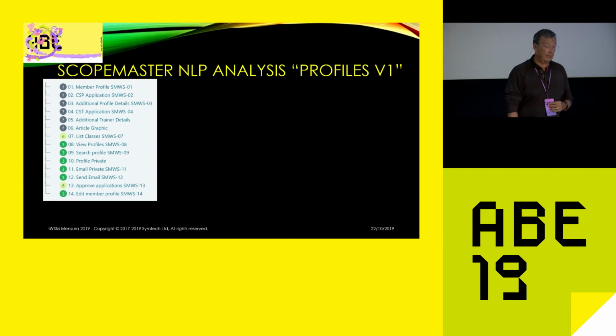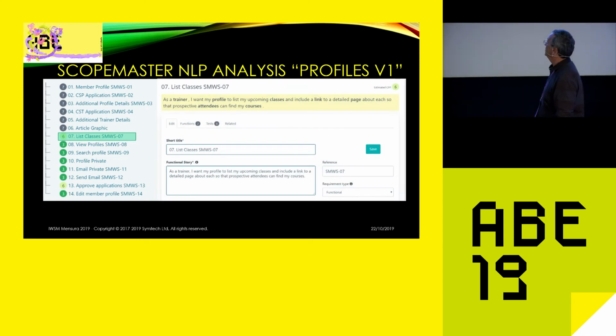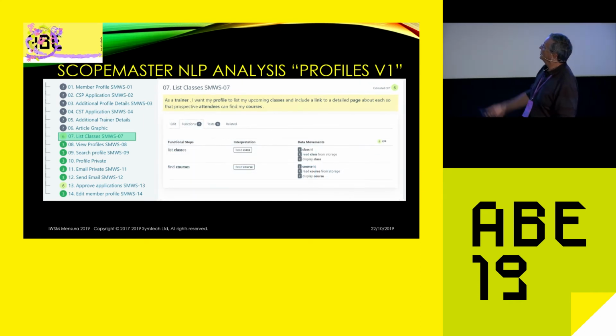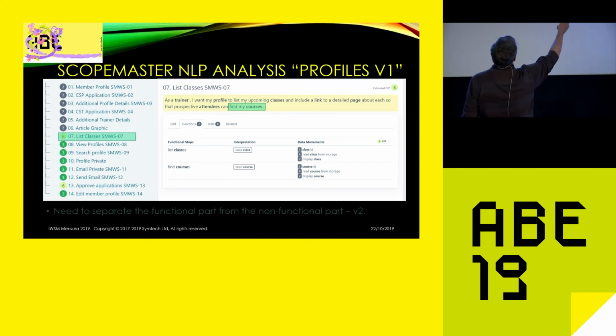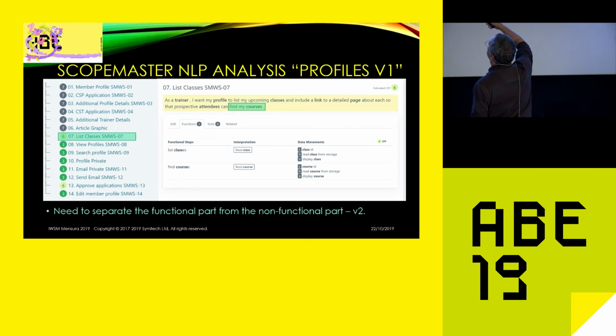So let's have a look in detail. Everything was looking good. There's a problem here, number 7. It says there's 6 function points there. Well, I had a look at it, and it turns out that it has found 2 functions. And those 2 functions are to list classes and find courses. And where did that find courses come from? If we look, I've got a laser pointer here, I think. It's in the "so that" part.